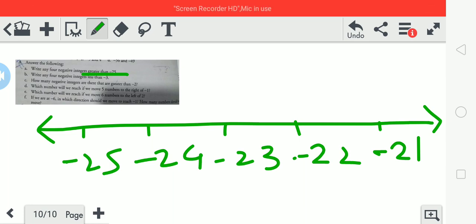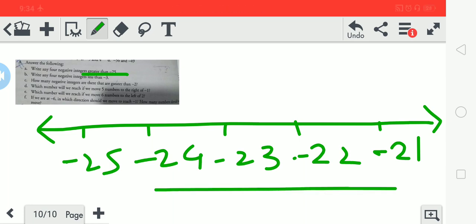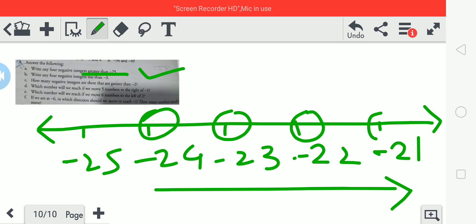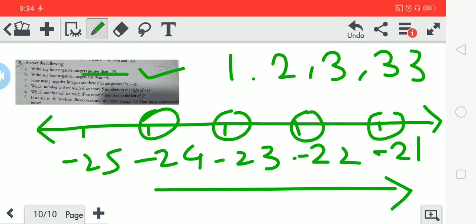See here, when we are moving to the right side, we get all the greater numbers. And we want the greater numbers only. So for that condition, I moved to the right side. So 4 greater numbers are minus 24, minus 23, minus 22 and minus 21. Even you can write positive 1, 2, 3, 33. These are also greater numbers than minus 25.